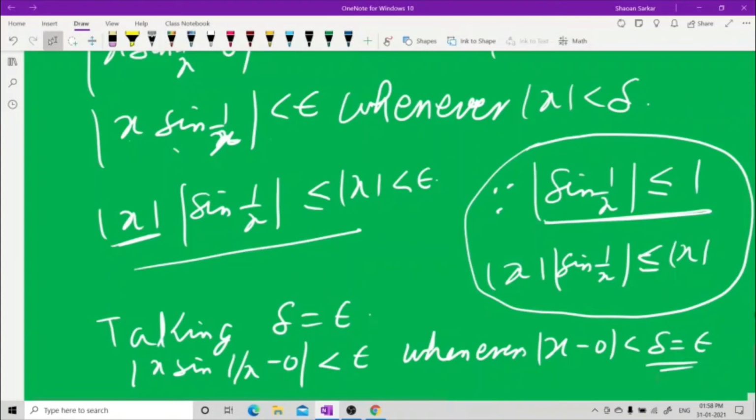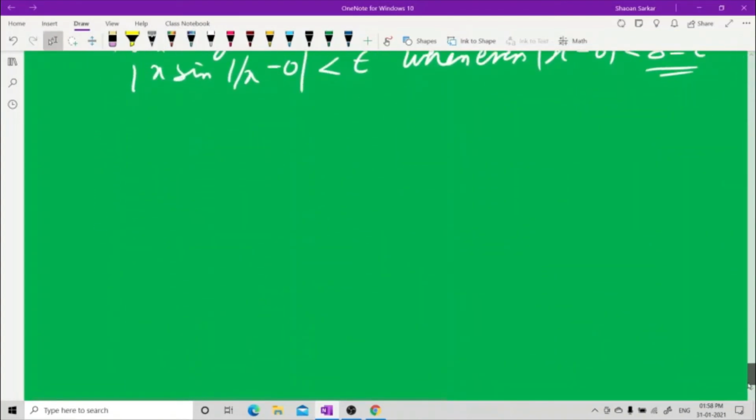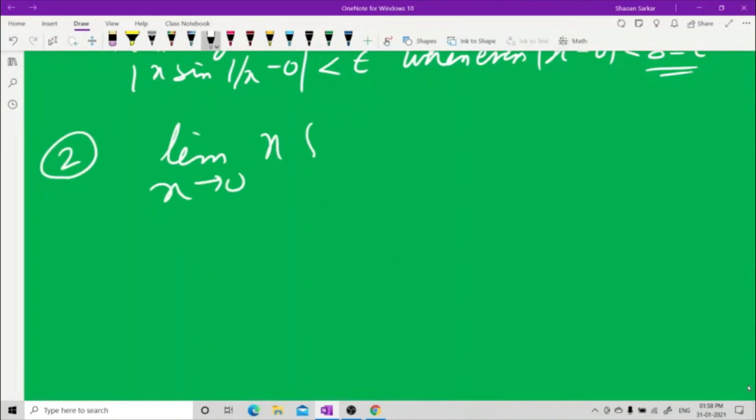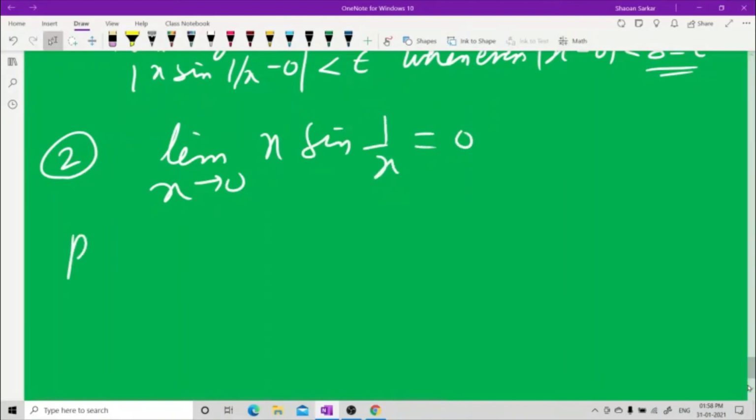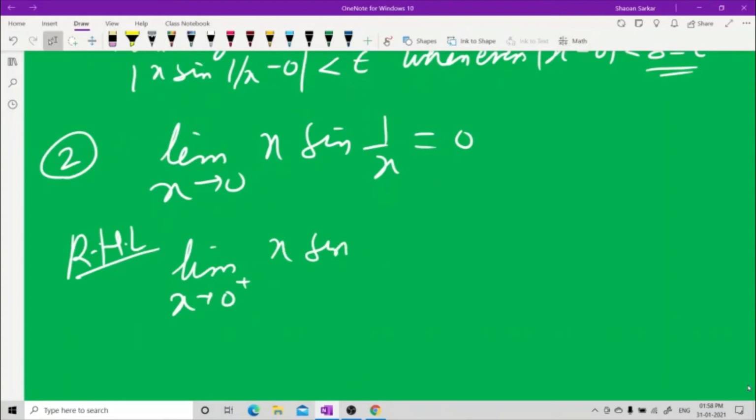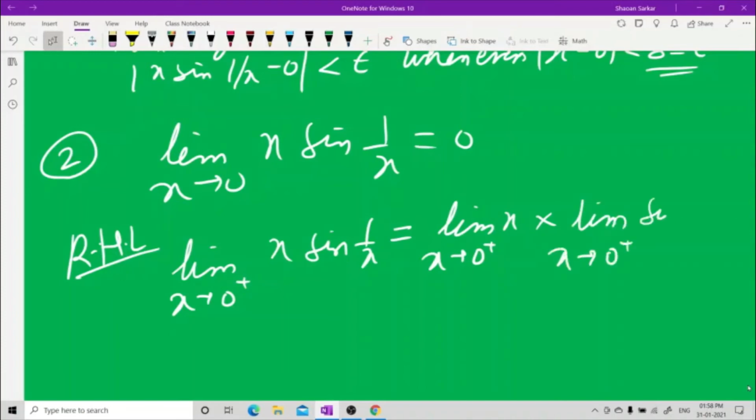The other method, method number 2. Now, limit x tending to 0, x sine 1 upon x equal to 0. Take the RHL. Limit x tending to 0 plus x sine 1 upon x is equal to limit x tending to 0 plus x into, I'll tell you right now the properties of limit. Hold on, because this is possible. You can take limit x tending to 0 plus sine 1 upon x. This comes out to be 0 into 1. You get 0. Now the LHL.